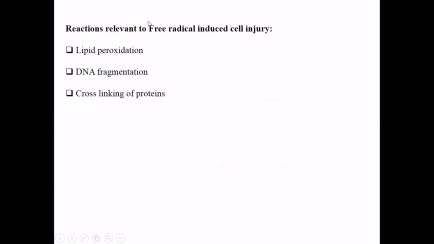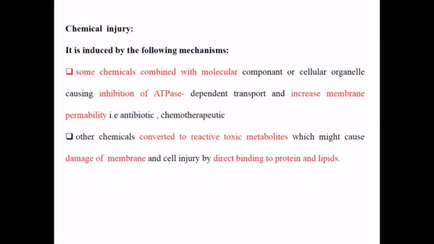The reactions relevant to free radical induced cell injury: when there are free radicals, several things happen. Lipid peroxidation, DNA fragmentation affecting the nucleus, affecting the lipid, cross-linking of protein, also protein and ribosomes. And then chemical injury. Chemical injury is induced by the following mechanisms.